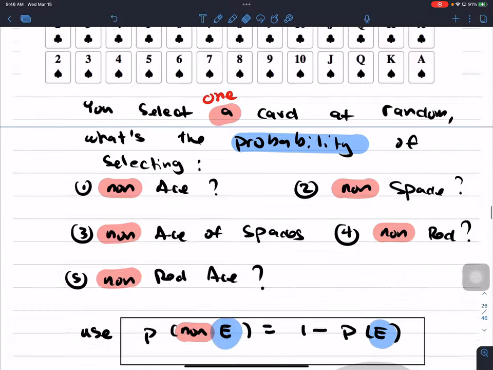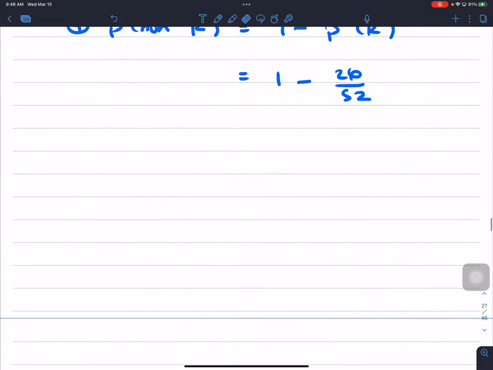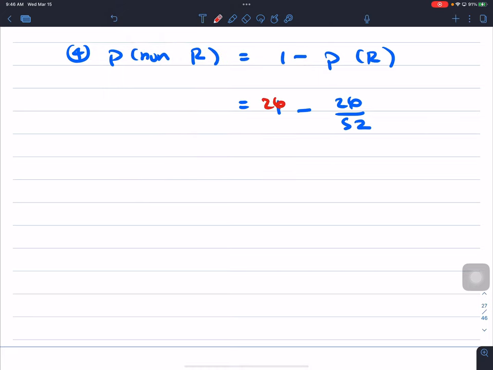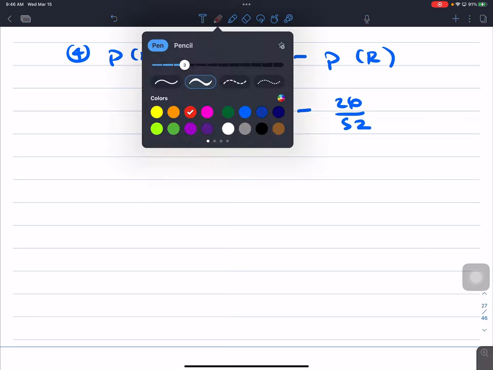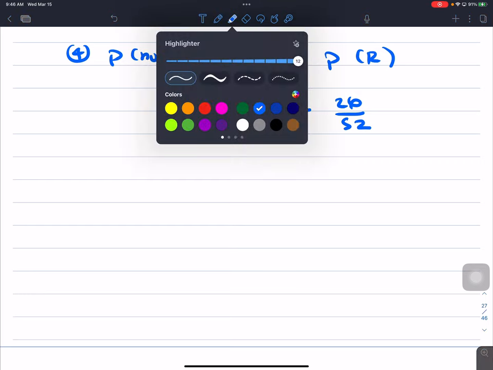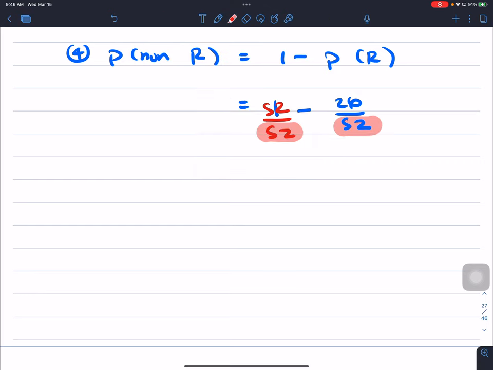Okay. That 1, you're going to replace with 52 out of 52. You say, why 52 out of 52? Because if you're going to subtract fractions, what do you need again? Same denominator. So 52 minus 26 out of 52. What's 52 minus 26?